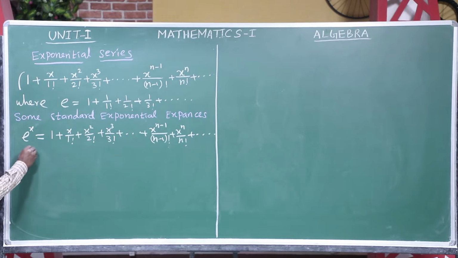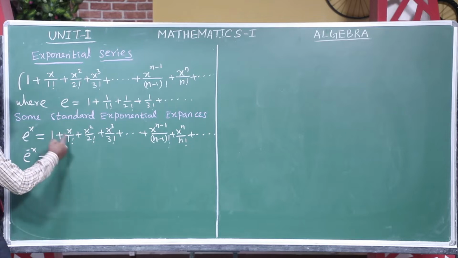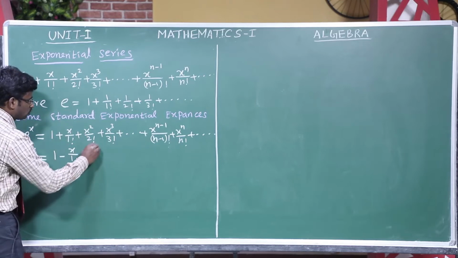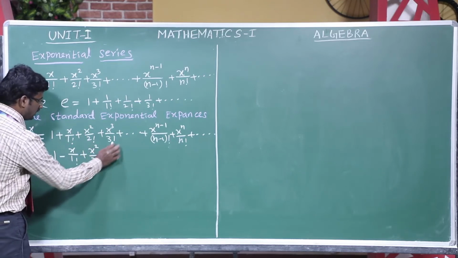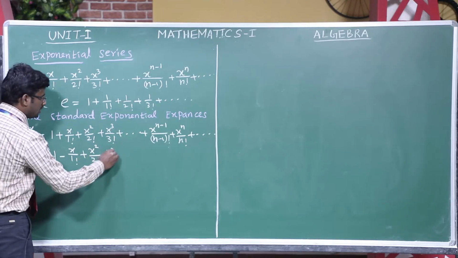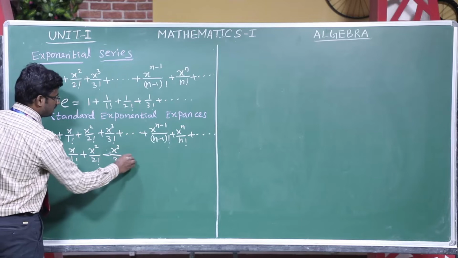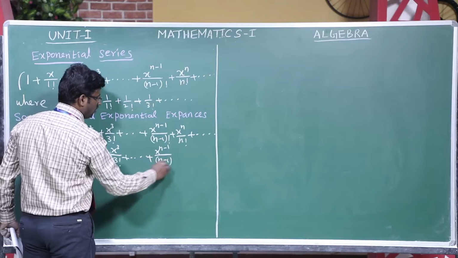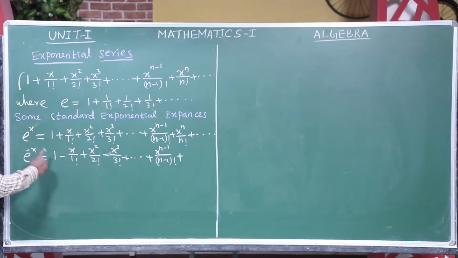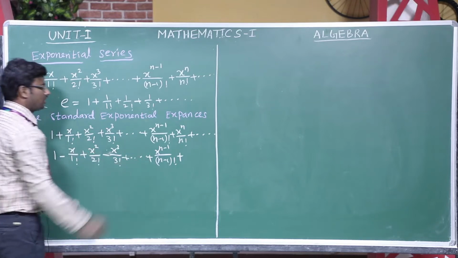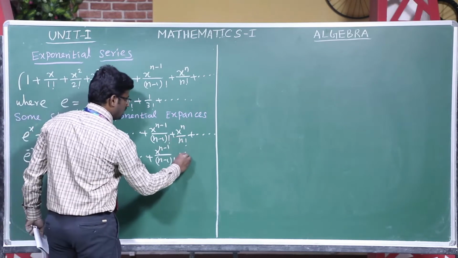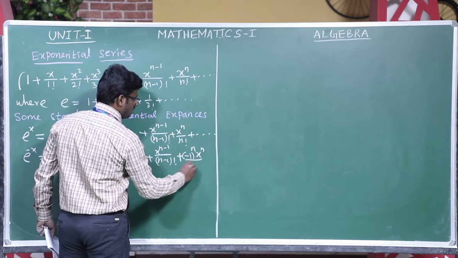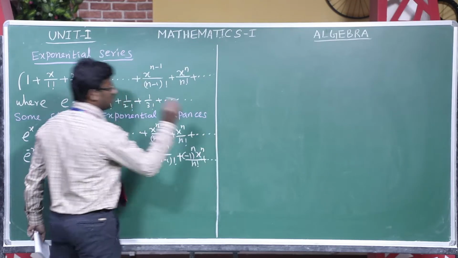e power minus x is equal to 1 minus x by 1 factorial, then plus x square by 2 factorial, minus x cube by 3 factorial plus etc. plus x power n minus 1 by n minus 1 factorial. See here, plus and minus, the signs alternately change. So the nth term is minus 1 whole to the power n, x power n by factorial n, plus etc. is going on.